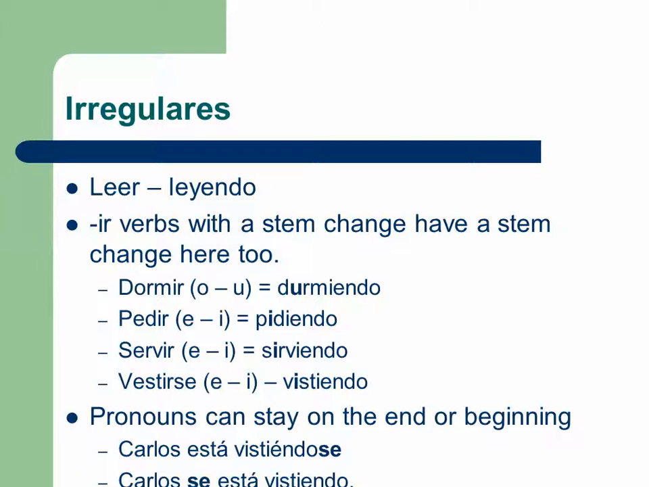Pronouns then can stay on the end or go to the beginning. So just like the infinitives that we did with the reflexives, we want to say Carlos is getting himself dressed. You say Carlos está vistiéndose. Or you can move the se to the front and just say Carlos se está vistiendo, whichever one you want.